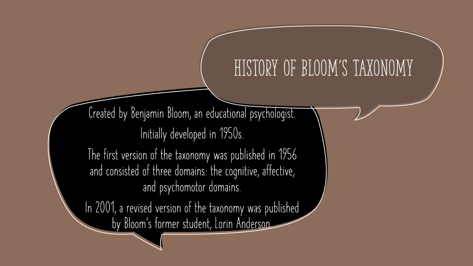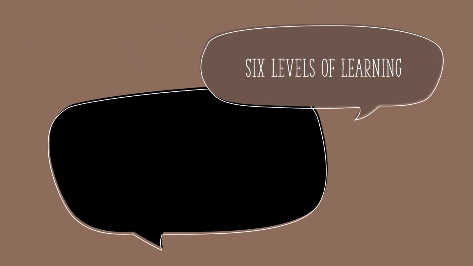The revised taxonomy included the following 6 levels of learning: remembering, understanding, applying, analyzing, evaluating, and creating. These levels were presented in a pyramid structure with remembering at the base, and creating at the top. This structure reflects the idea that the higher levels of learning are built on the lower levels of learning.